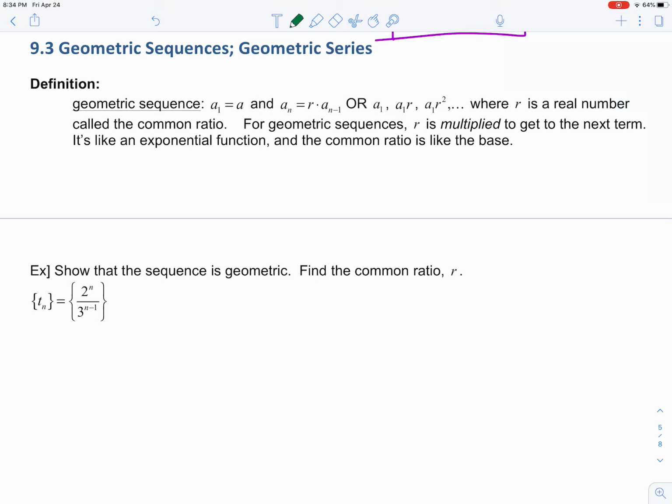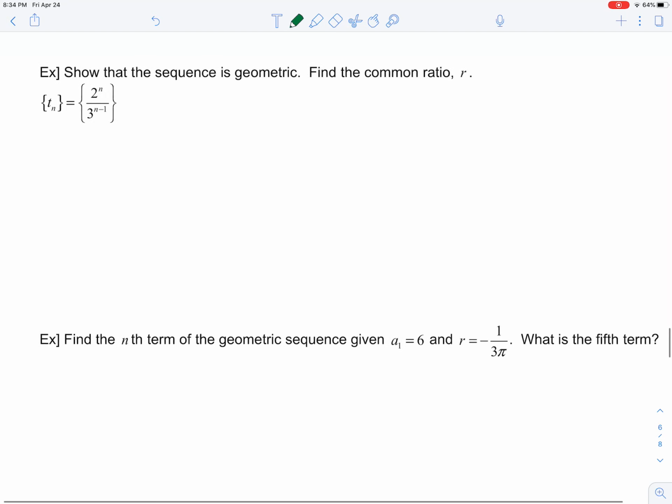Hi guys, now we're in section 9.3, which is geometric sequences and series. A geometric sequence is one that has a common ratio. In other words, if you divide consecutive terms, you will get the same number every time. So in order to show that the sequence is geometric, what we want to do is find the common ratio.